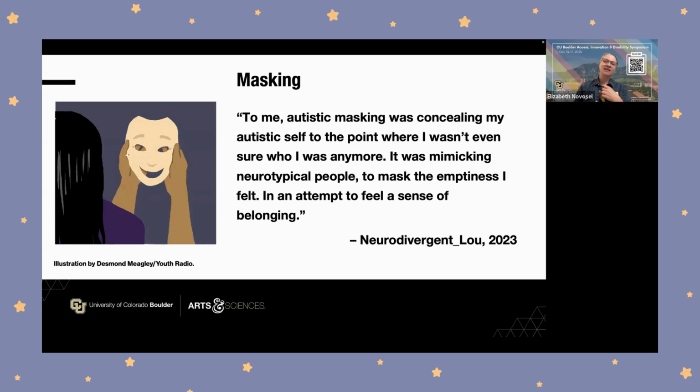So to me, autistic masking was concealing my autistic self to the point where I wasn't even sure who I was anymore. It was mimicking neurotypical people to mask the emptiness I felt in an attempt to feel a sense of belonging. So what I like about this quote is it kind of brings up the why: to feel like you belong, to feel like you're just part of the group, to feel like you're normal. Oh, a scary word to use, but you know, to not have a thing that makes you different. And it also talks a little bit about that concealing.